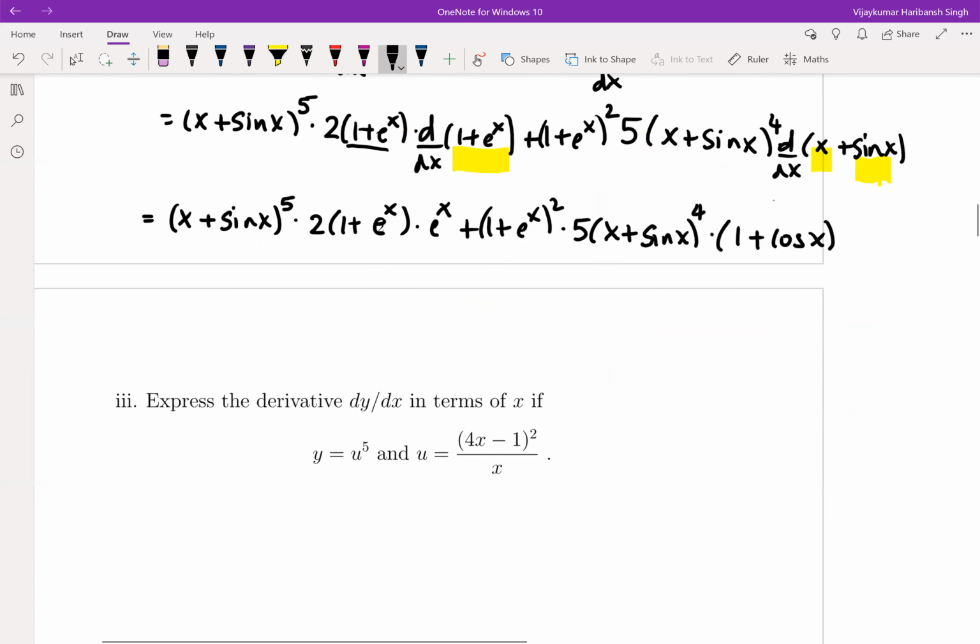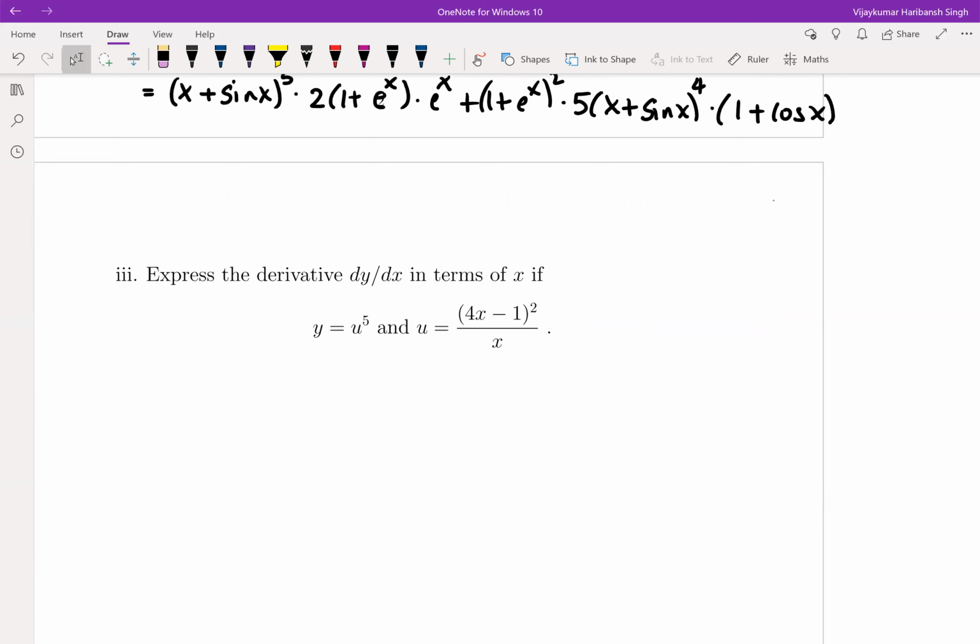Now let's do the next problem. So we have y equals u to the power 5 and u is (4x minus 1) squared over x. So we need to find dy by dx, and the problem is asking to write the derivative in terms of x. So let's do this. So dy by dx is dy by du times du by dx.